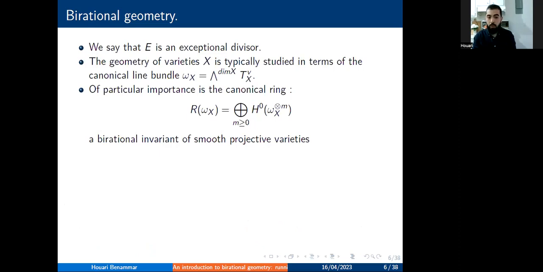Yeah. So the geometry of varieties X is studied in terms of the canonical line bundle, because this is a canonical object, related to the variety. So we take the tangent bundle of these varieties, we take the dual of this, and we take the determinant. So the determinant is called the canonical line bundle. And of particular importance, we consider the canonical ring, because people verified that it is a birational invariant of smooth projective varieties.